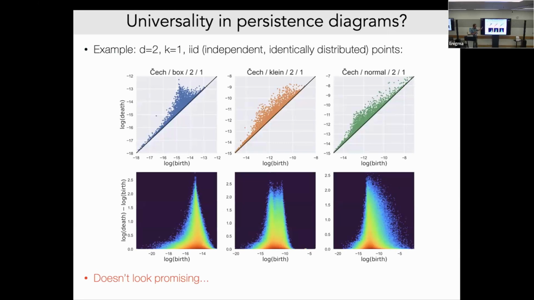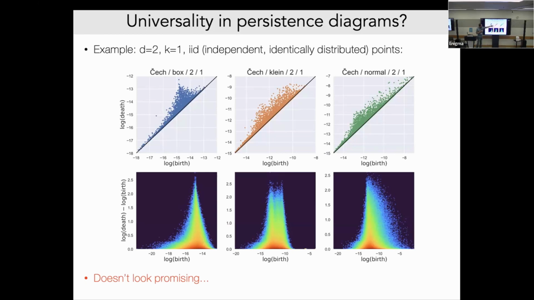Okay, so our journey starts here with this simulation. Just a very simple test. We took here two-dimensional point clouds in different settings. This is a uniform distribution on a box. Here we sampled points on the Klein bottle, and this is a two-dimensional normal distribution. So three different ways to sample three different spaces. For each of them, we're looking at k = 1, so these are 1-cycles, the loops. And we plot the persistence diagrams here using the Čech complex.